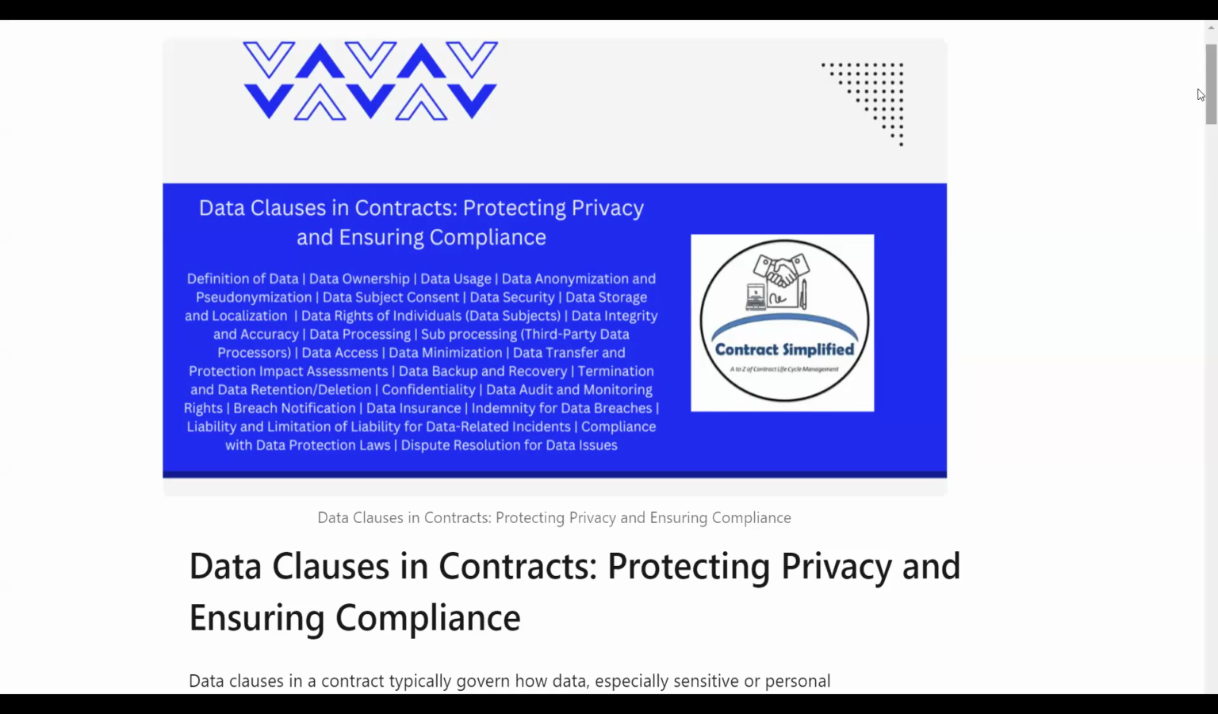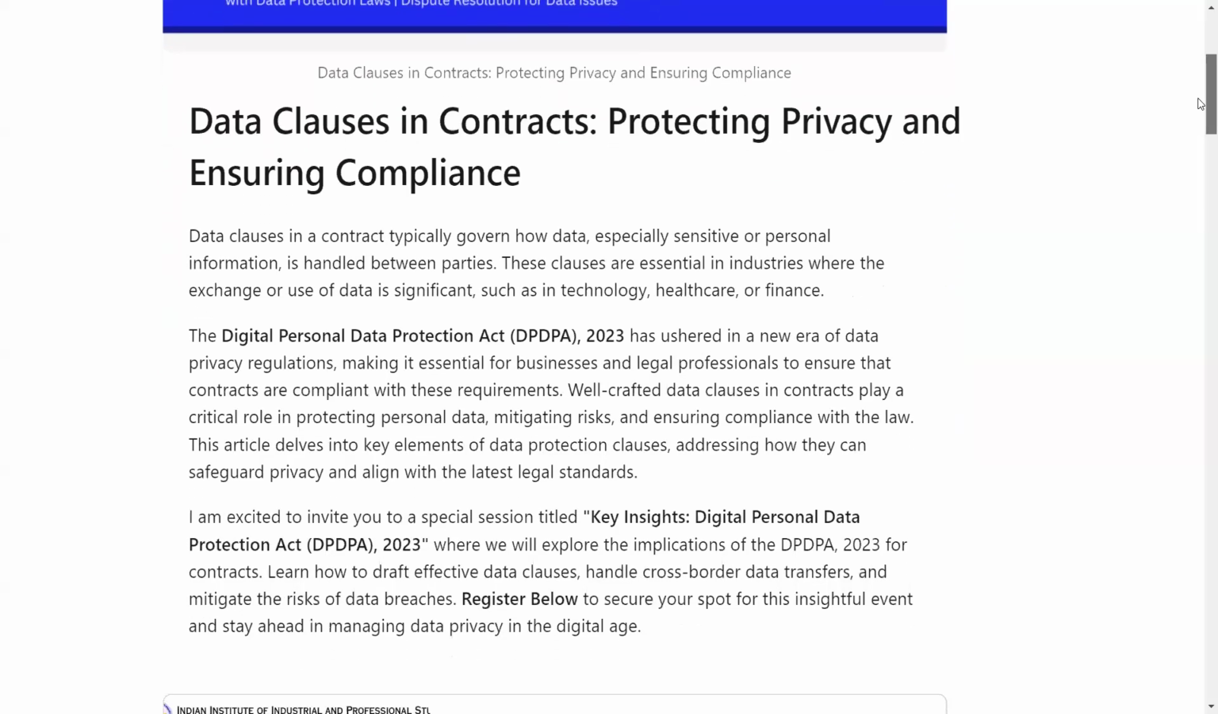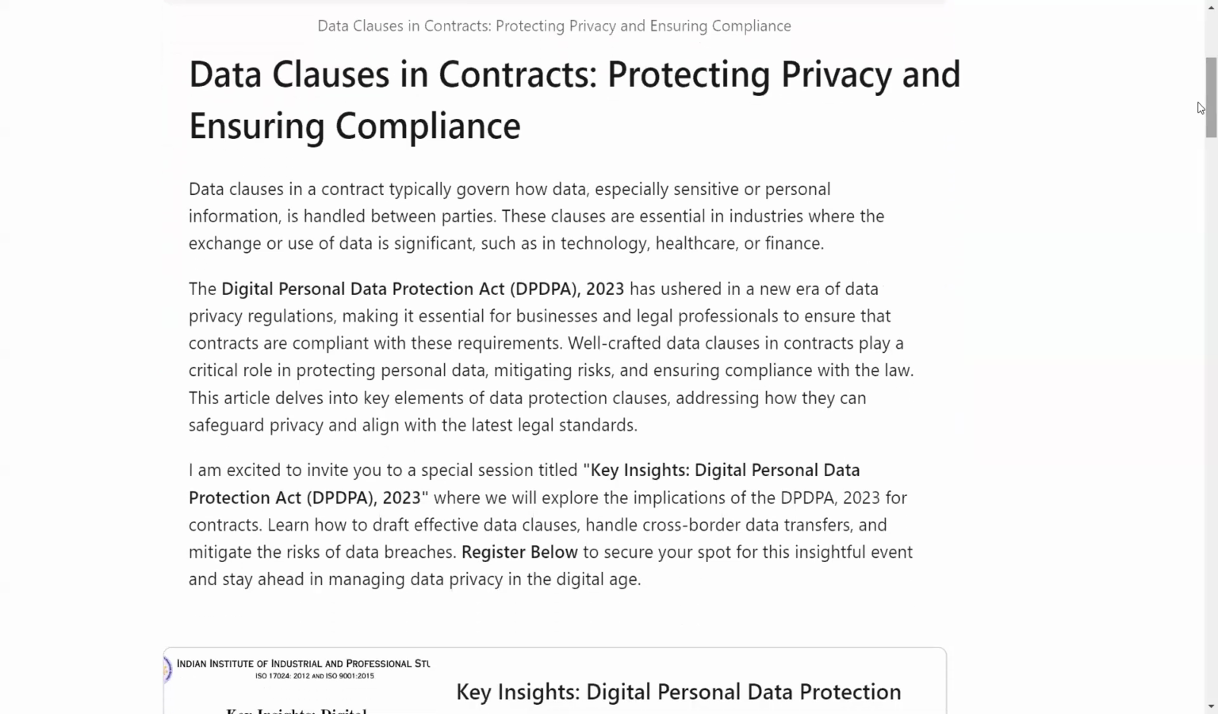In today's video, we'll be studying data clauses in contracts, protecting privacy and ensuring compliance. Data clauses in contracts typically govern how data, especially sensitive or personal information, is handled between parties. These clauses are essential in industries where exchange or use of data is significant, such as technology, healthcare, or finance. The Digital Personal Data Protection Act (DPDPA) of 2023 has ushered in a new era of data privacy regulation, making it essential for business and legal professionals to ensure that the contracts are compliant with these requirements.